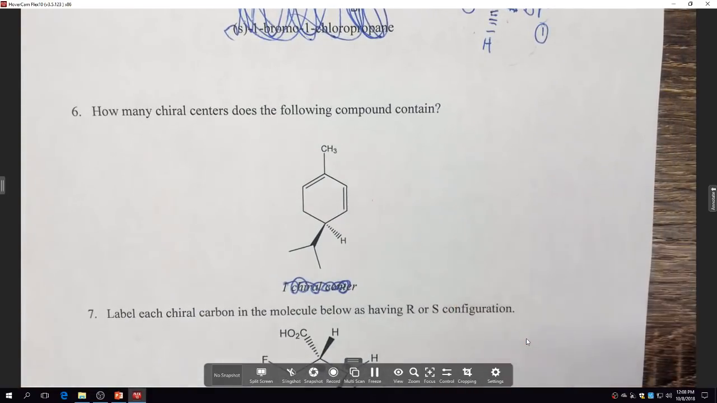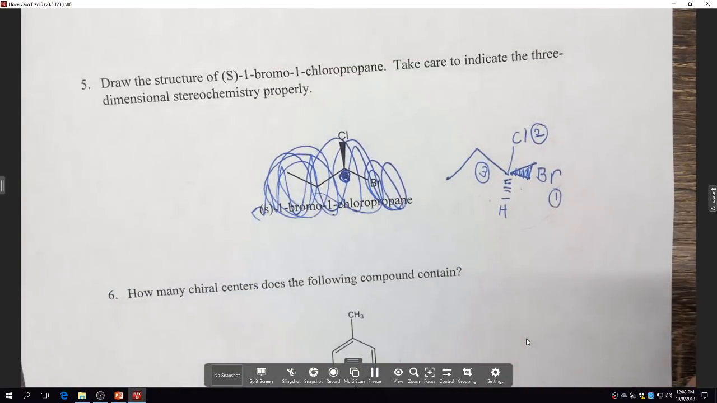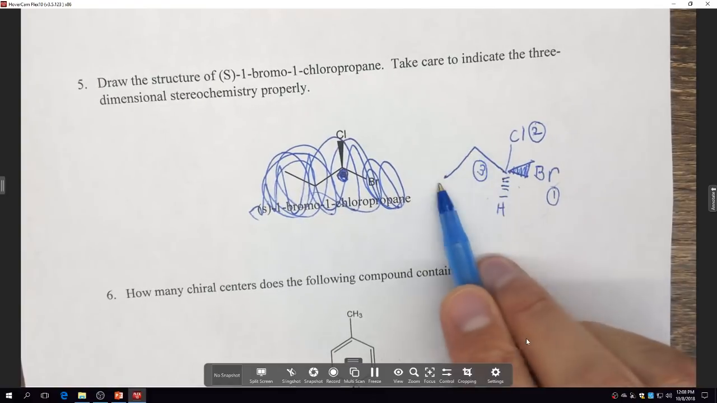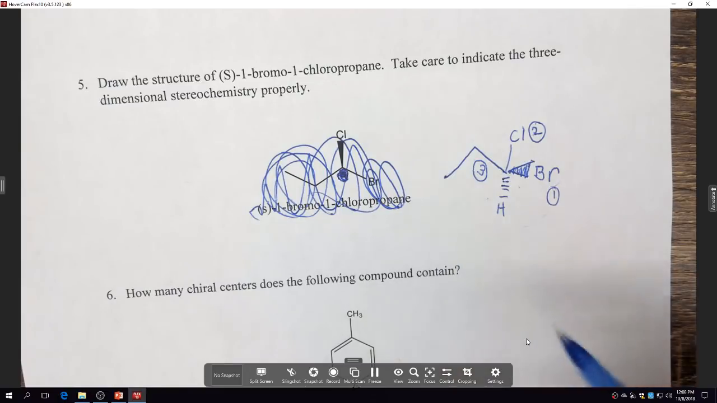All right. Sure. One, two, three. You see it? Okay.